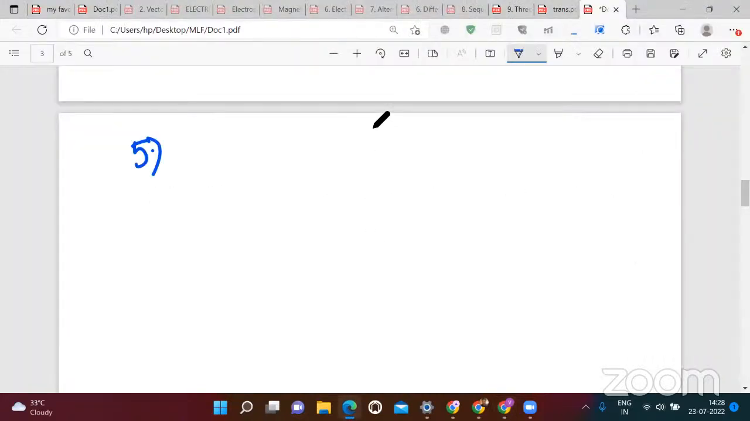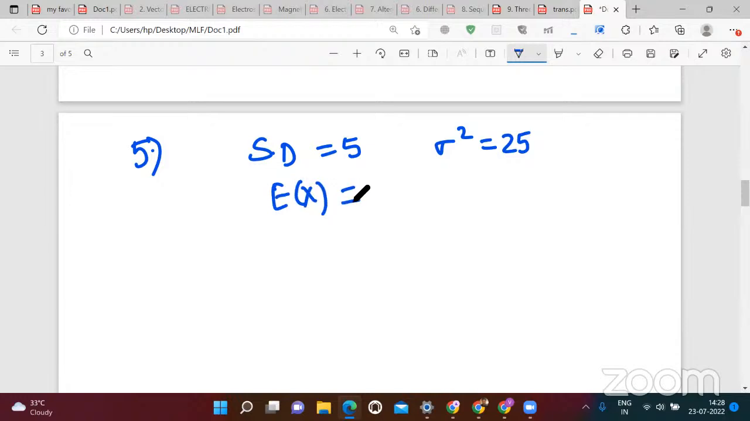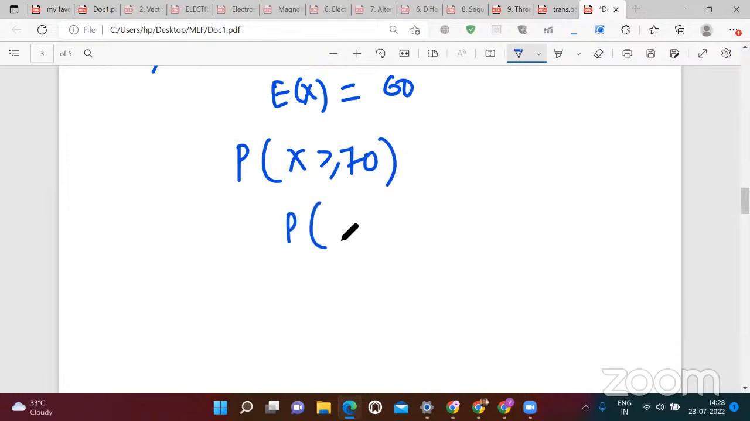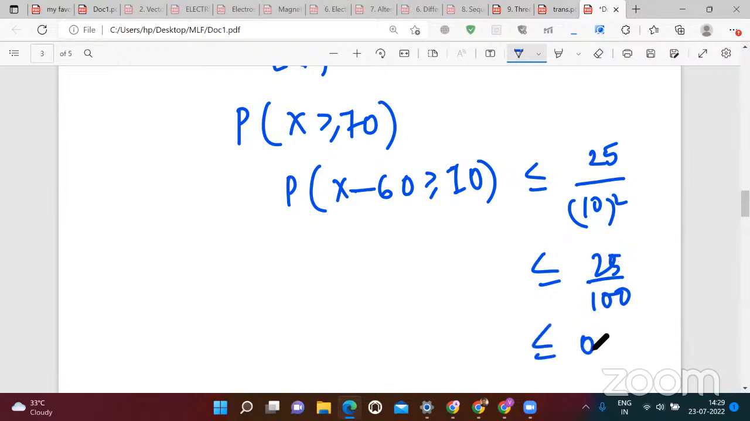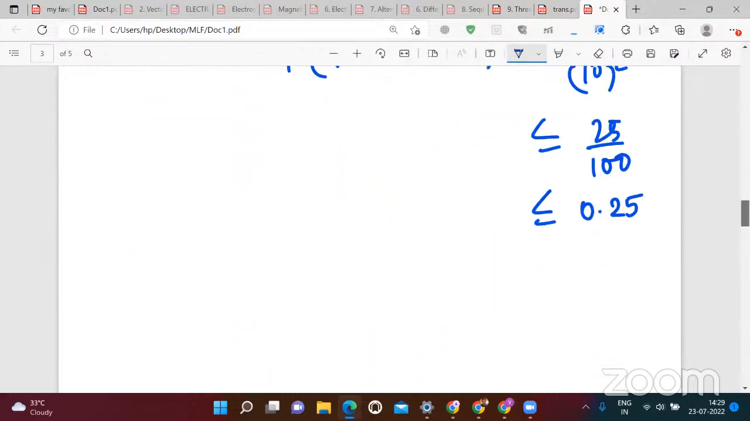Here the standard deviation has been given as 5, which means sigma squared is 25. And the expected value is 60. You need to calculate the probability that X is greater than or equal to 70. We can write this as the probability of X minus 60 greater than or equal to 10. This would be less than, using Chebyshev, sigma squared upon 10 squared, which is 25 upon 100. That is less than or equal to 0.25.